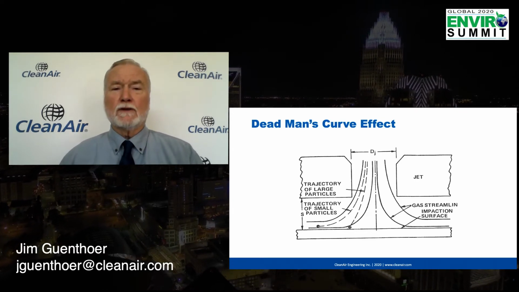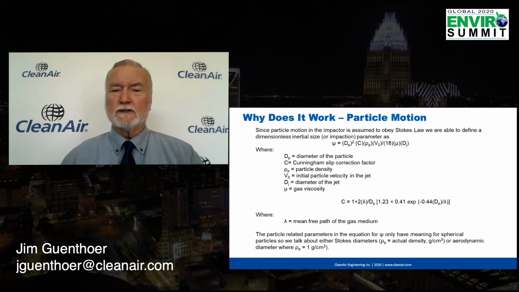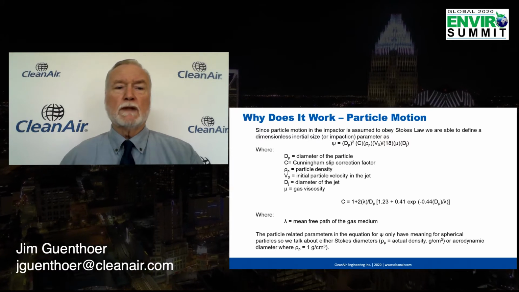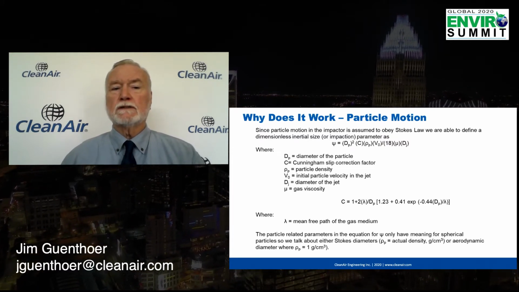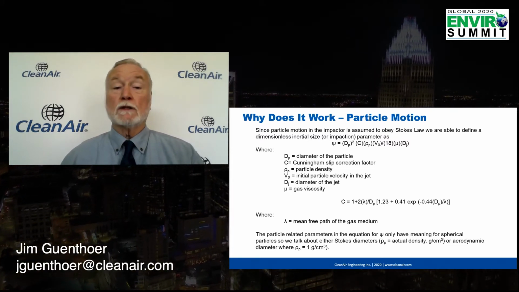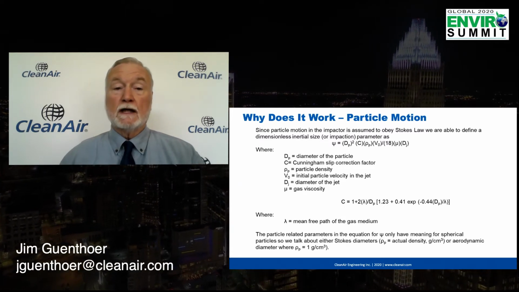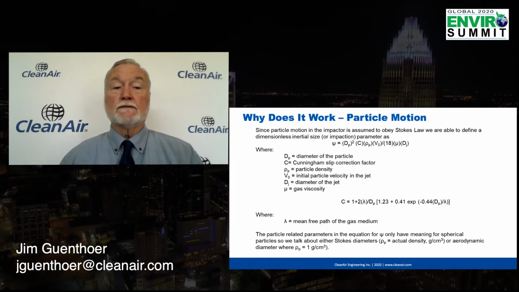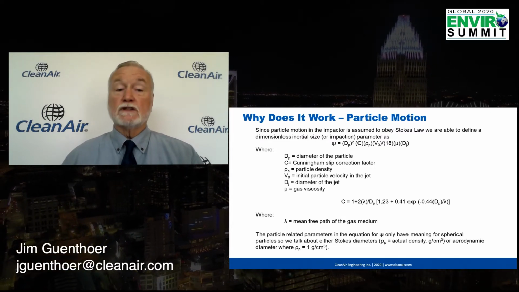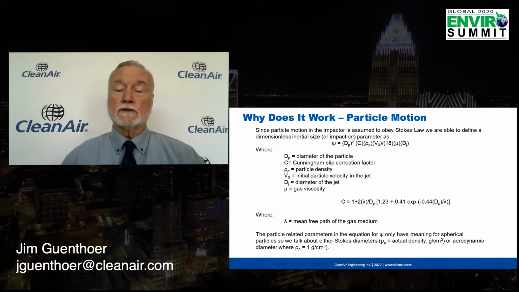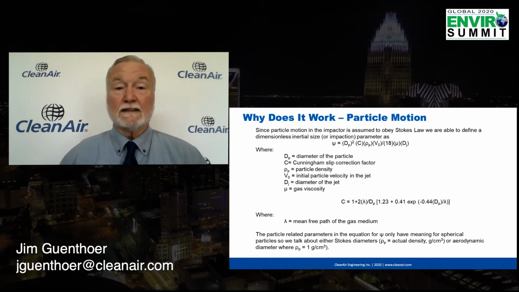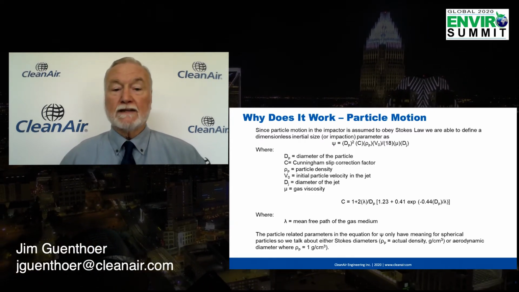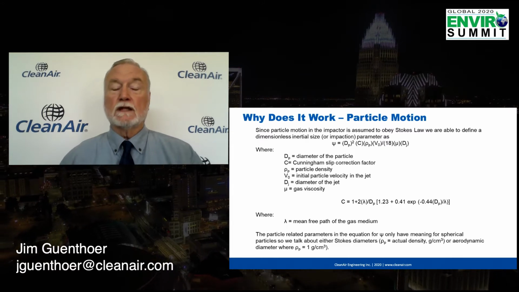Really brief math. I don't want to bring too much math into it, but basically we have this thing called a dimensionless inertial size parameter, which is psi, the Greek psi. And as you see, it's just a function of a lot of different things: the diameter of the jet, the gas, the density of the particle. So we need some way to predict, so that the data has meaning. That's what this does.